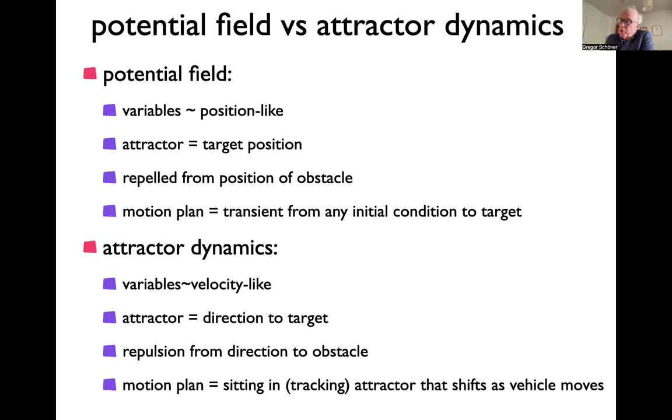In the potential field approach, you have position-like variables. The attractor is the target position, so the end position. You repel from the position of the obstacle, and the motion plan is the transient from the initial condition to the target. While in the attractor dynamics, the variables are velocity-like. The attractor is the direction to the target, the repulsion is from the direction to the obstacle, and the motion plan is essentially at every moment in time sitting in an attractor, and that attractor may evolve, shift as the vehicle moves, right? So that's in a nutshell the difference.